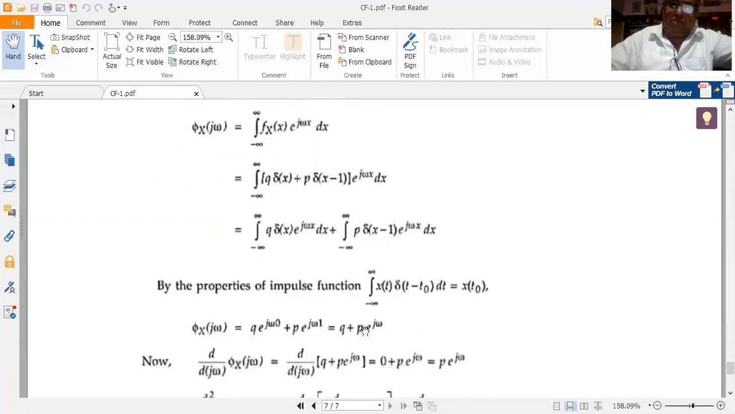Now I use the shifting property of the unit impulse function. It states that the integral from minus infinity to plus infinity of x(t) into delta of t minus t_0 dt is equal to x(t_0). That is, when a signal or function is multiplied by a shifted unit impulse function and integrated from minus infinity to plus infinity, the integral reduces to the function x(t) evaluated at t equal to t_0. So that is what x(t_0) is.